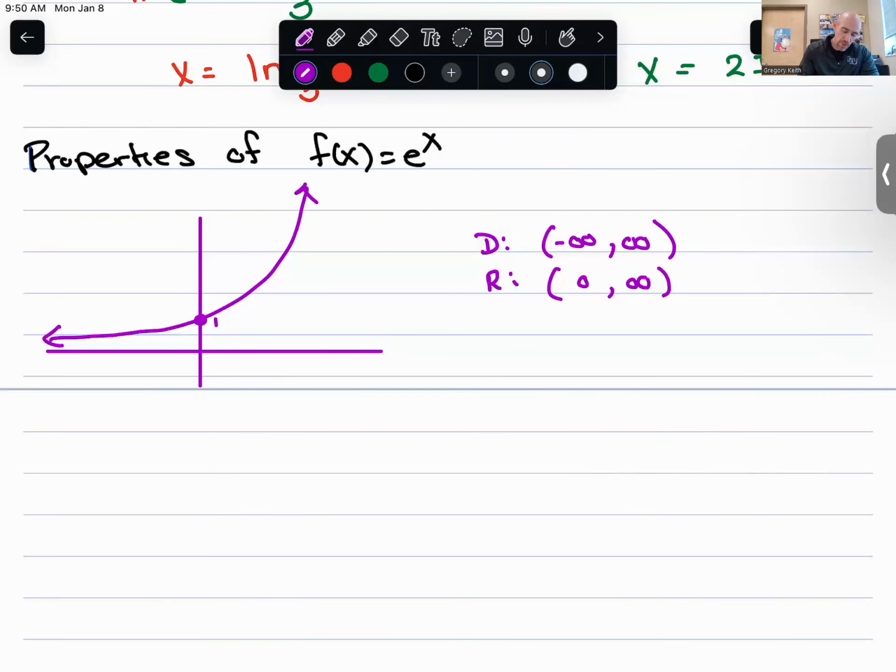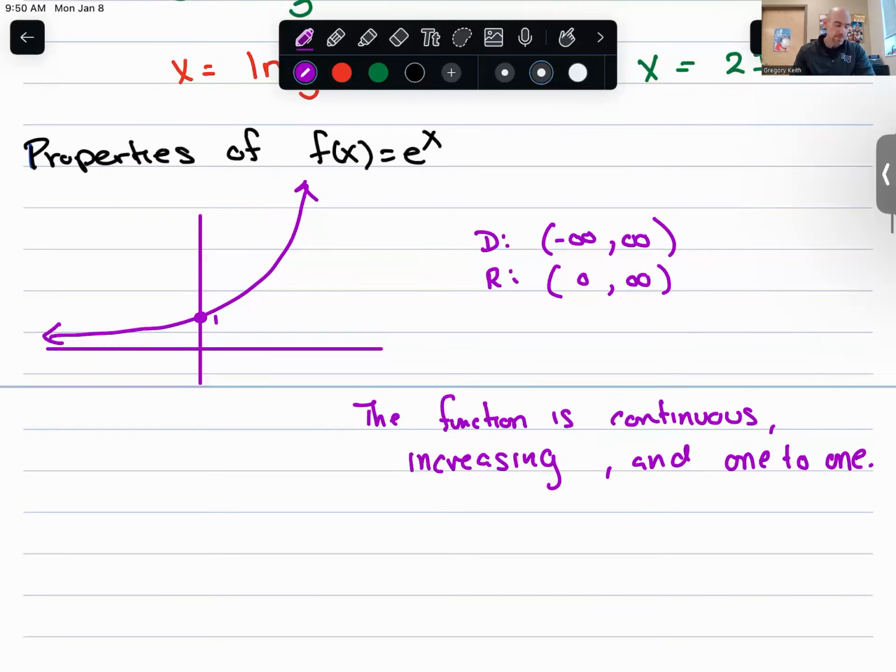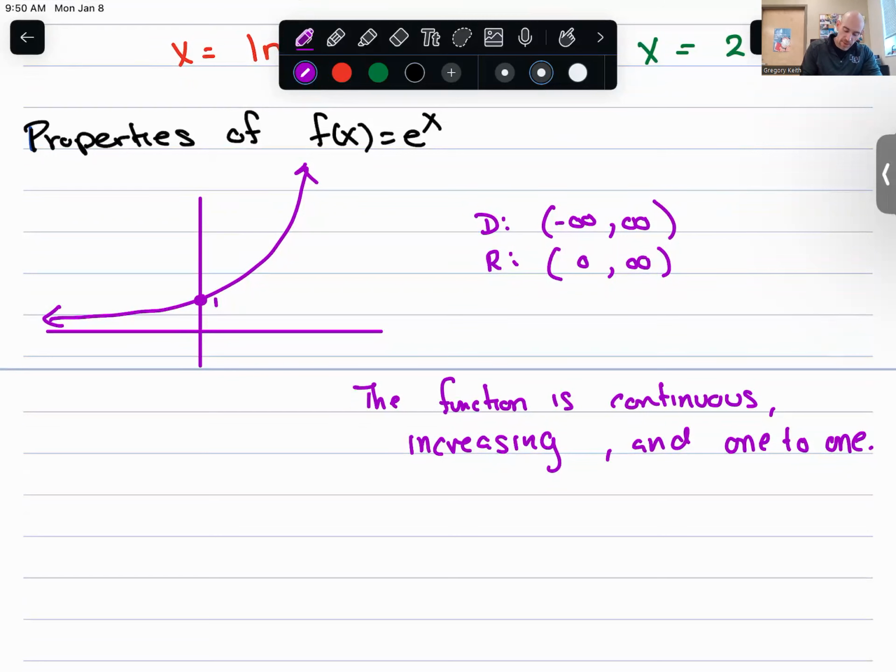So, a couple other things. These are actually very similar to our natural log function. The function is continuous, increasing, and 1 to 1, which we said means that for every 1 x, there is 1 y value. Okay, and for every 1 y value, there's 1 x value. That's what makes these inverse functions functions. All right, and we also see that the graph is concave up.